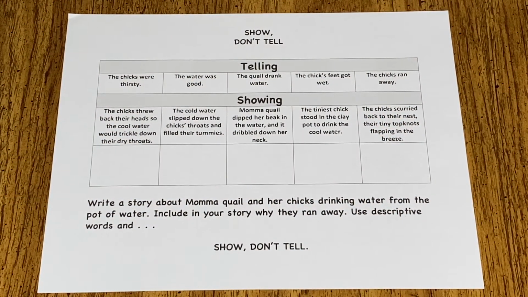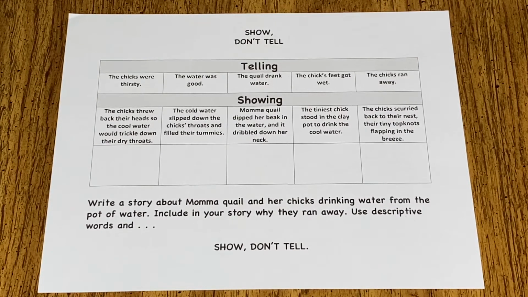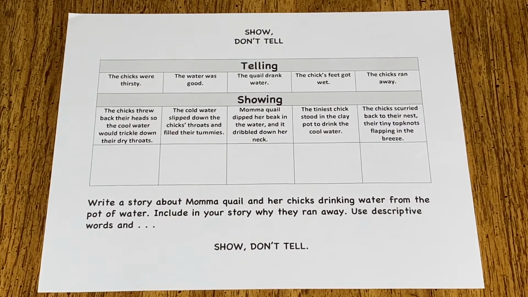Wasn't that a fun video? I just love to watch those chicks drink the water from that pot. So let's help you write your story. Now, if I just wanted to tell you what the chicks were doing, I might say something like, the chicks were thirsty. Yes, they were thirsty, but let's make it more exciting by showing how thirsty they were. The chicks threw back their heads so the cool water would trickle down their dry throats. That gives you more of a visual, doesn't it?